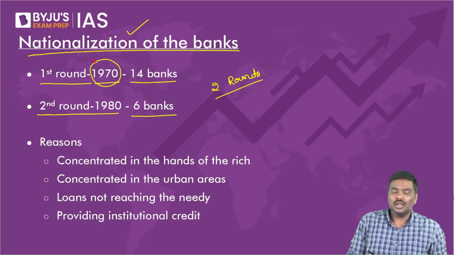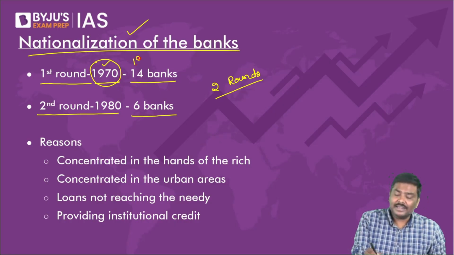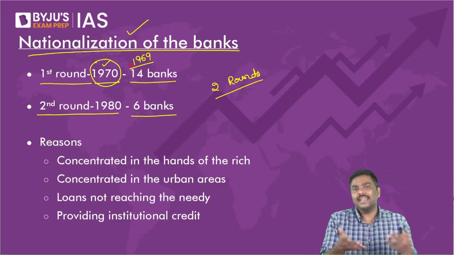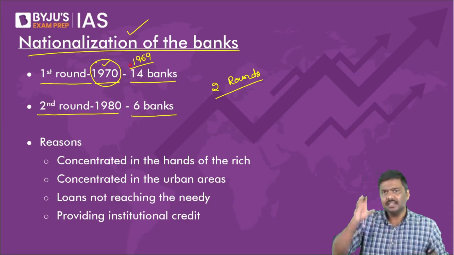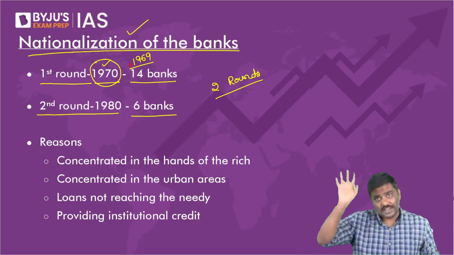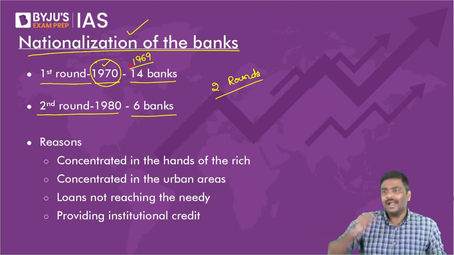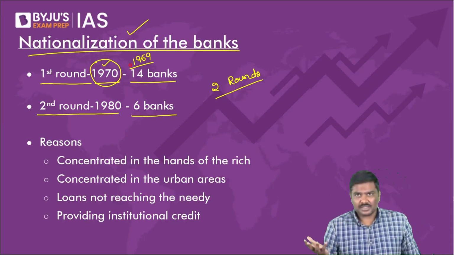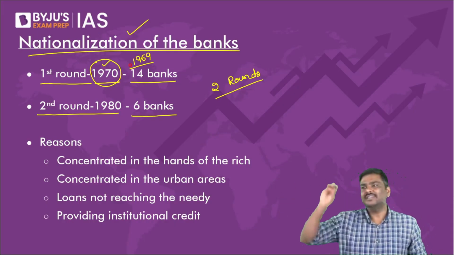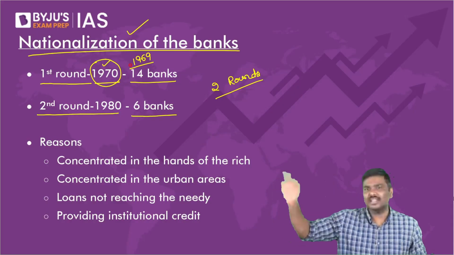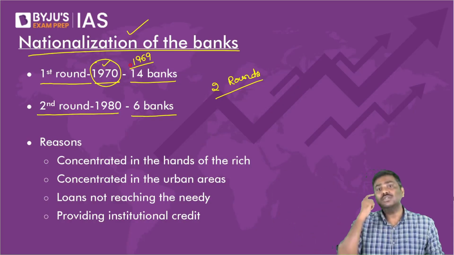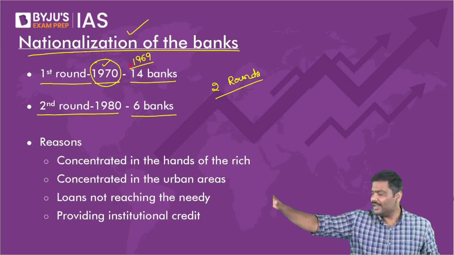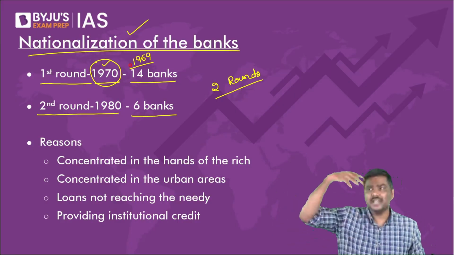Now, many of you will tell me, sir, I looked into a book and it is not 1970, it is 1969. Some books have given it as 1969. I'll tell you the technicality. In 1969, the government introduced the bill for nationalization of 14 banks and went ahead with the nationalization. But the owners of these banks went to court, citing that the compensation payment was very low. As a result, the Supreme Court of India held that this round would not be valid.